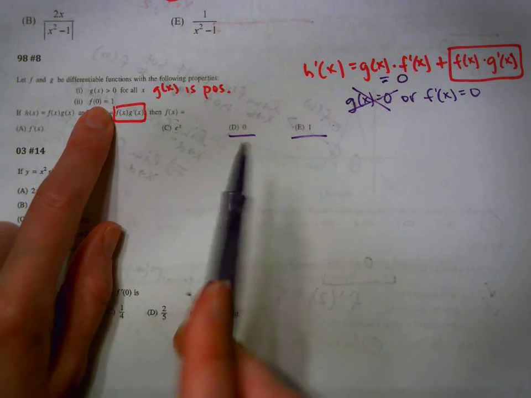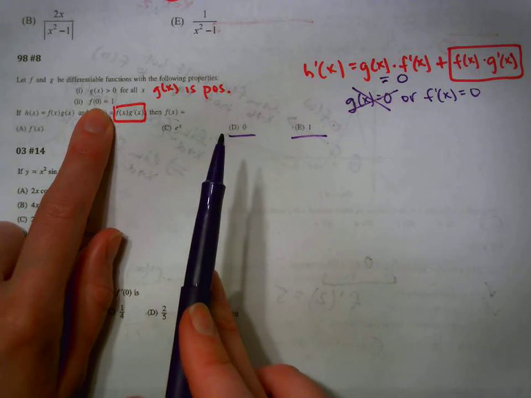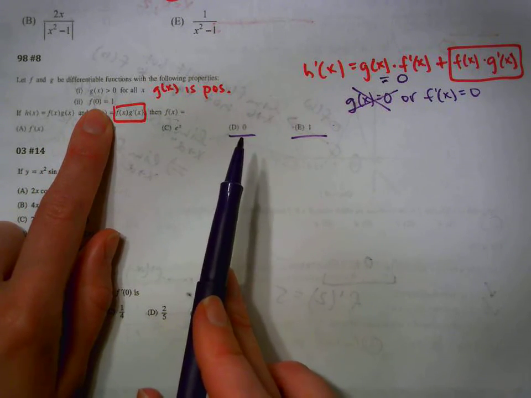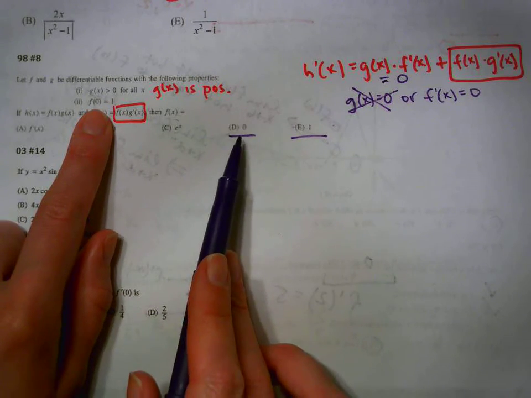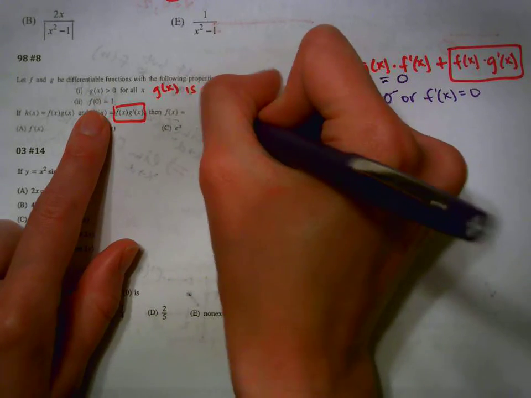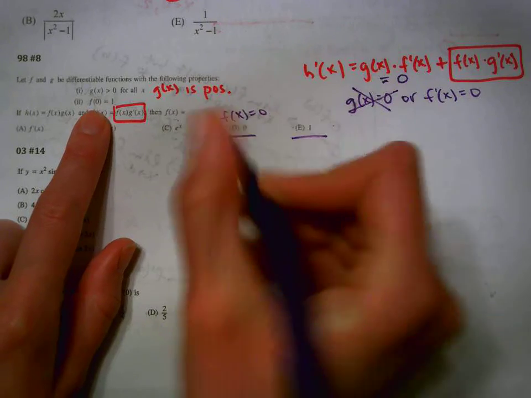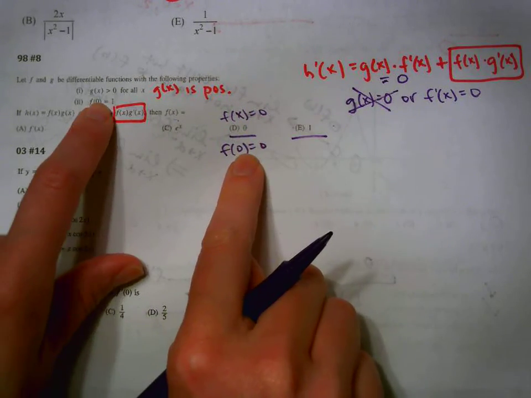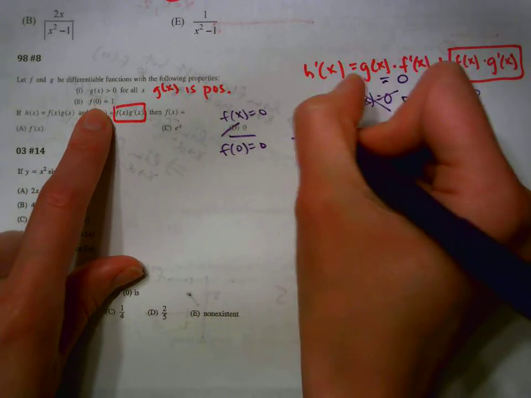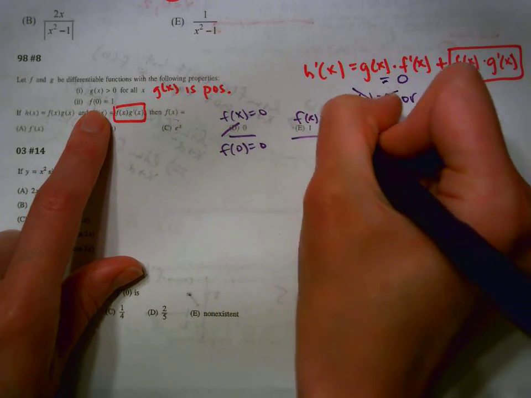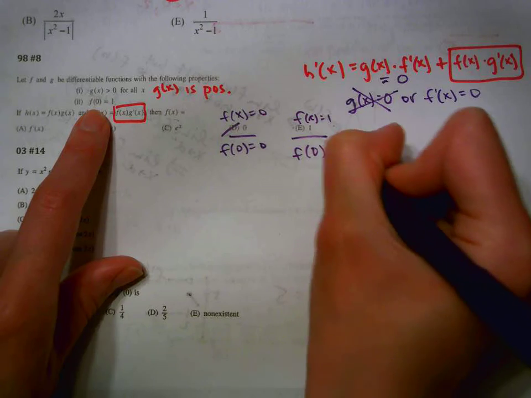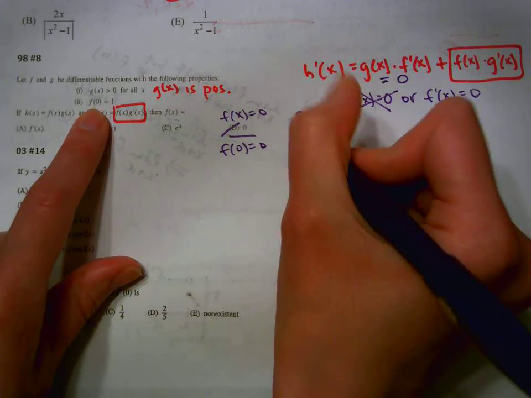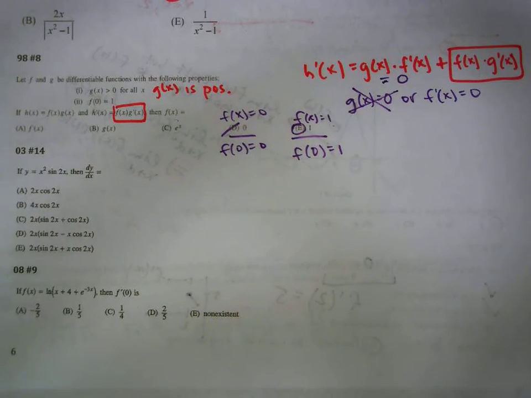Now, that's why they gave you the second piece of information, f of 0 equals 1. Well, if f of x equals 0, then if you plug in 0, it always equals 0, which doesn't match. That can't be it. But if f of x equals 1, then f of 0 would be 1, which matches what they said, so it's e. So that is a very challenging problem. You have to kind of think outside the box.